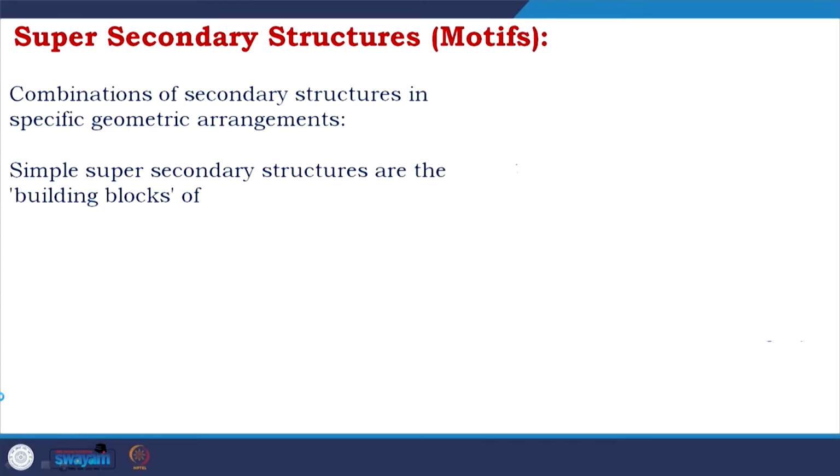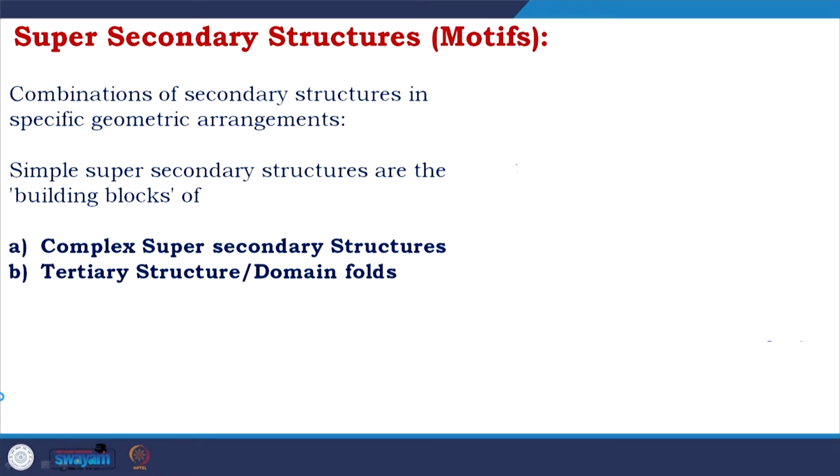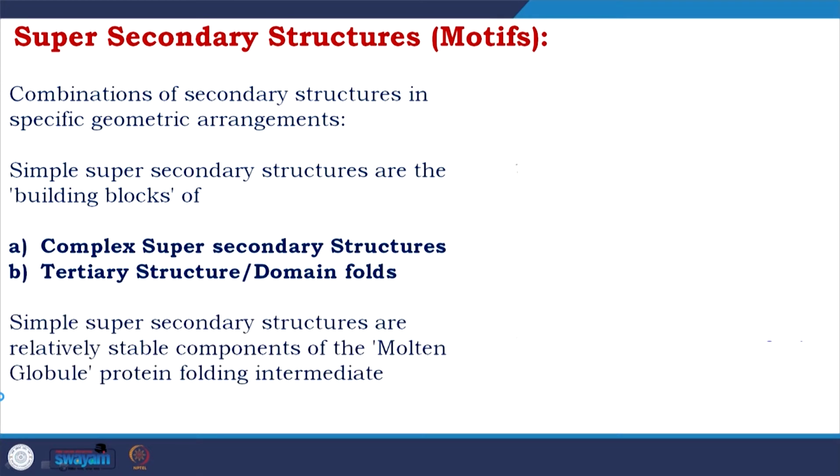So, alpha alpha, beta beta, alpha beta, this type of permutation and combination develops super secondary structures. Super secondary structures are the building blocks of complex super secondary structures and tertiary structures or domain folds. Simple super secondary structures are relatively stable components of the molten globule, a protein folding intermediate. Again, we will discuss molten globule. These are a very important part in studying protein folding.